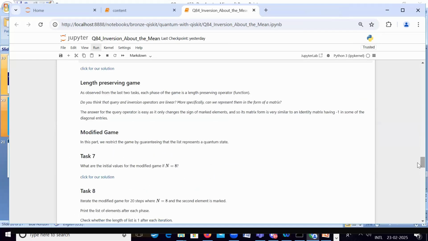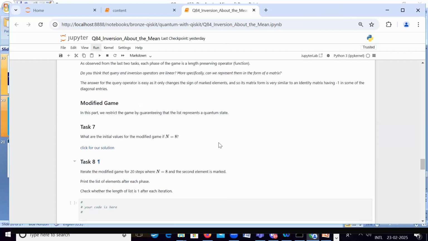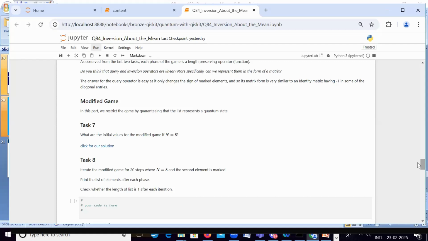So next is modifying the game further to take it closer to the Grover search algorithm. In this one, we restrict the game by guaranteeing that the list represents the quantum state. So far, we consider that as a classical representation. Now moving towards the quantum state representation.